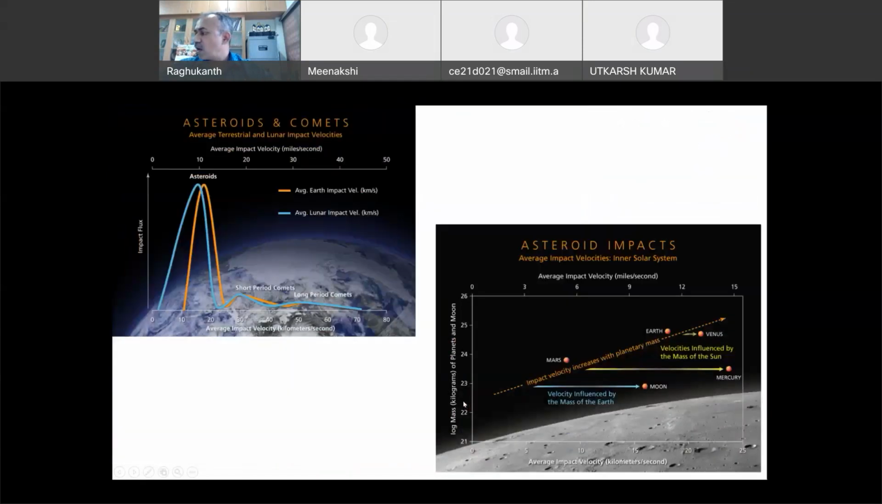So now if we see the velocities of these craters, it looks something like this. The velocities of these craters are as follows.